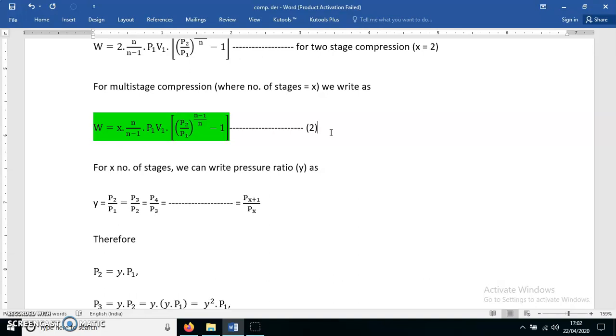So how to calculate the intermediate pressures if there are more than 1 intermediate pressures, meaning 3 stage, 4 stage, that we will see in the next lecture.